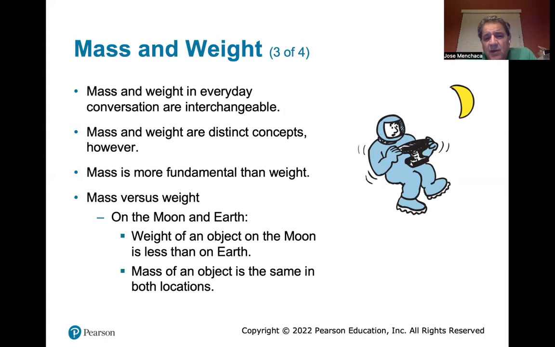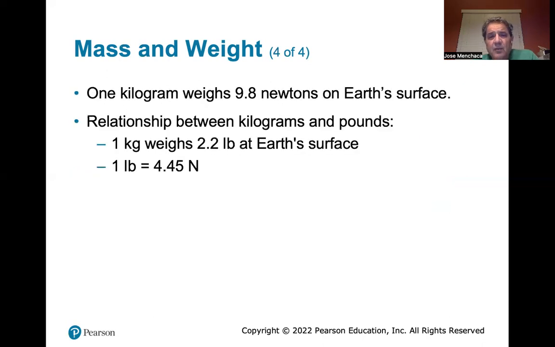Mass versus weight on the moon and Earth. The weight of an object on the moon is less than on the Earth. The mass of an object is the same in both locations. So the mass is going to be the same. You take a 1 kilogram mass here on the Earth, it's going to be a 1 kilogram mass on the moon, but it won't have as much force. The force of gravity is less on the moon. Okay, 1 kilogram weighs 9.8 newtons on Earth's surface.